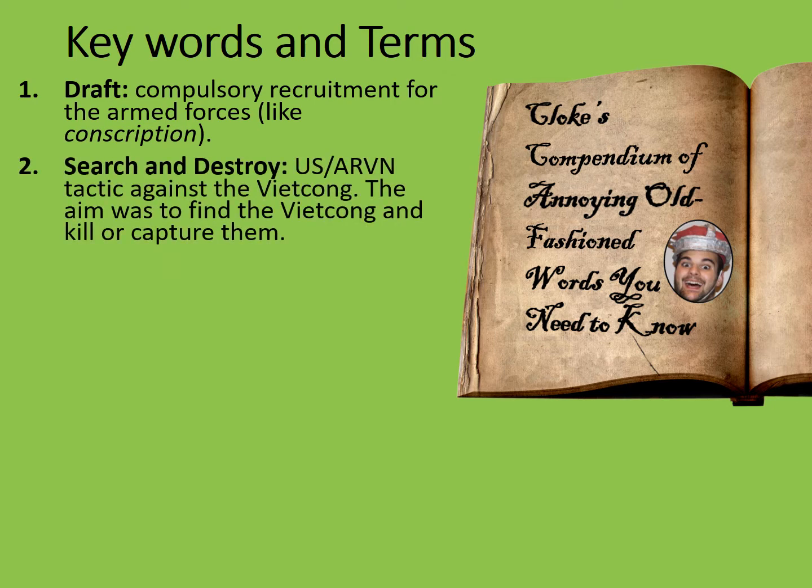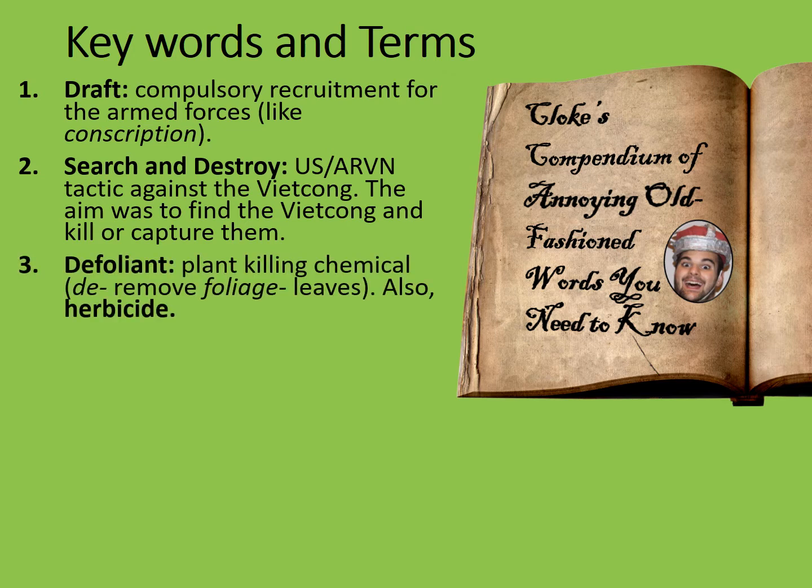Secondly, search and destroy. This was a US and ARVN tactic against the Viet Cong. The aim was to find the Viet Cong and then kill or capture them. Thirdly, defoliant. This is a plant-killing chemical. Consider the prefix de, meaning remove, and the root word foliage, meaning leaves. Also consider herbicide, the suffix side, meaning to kill, and herb, well, a herb is a plant, isn't it?